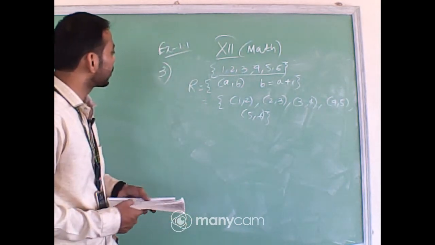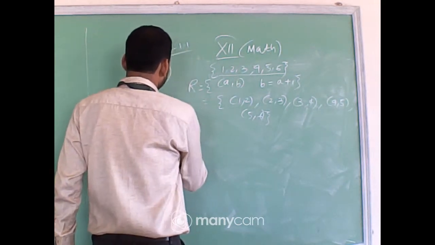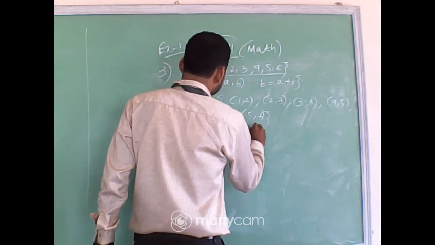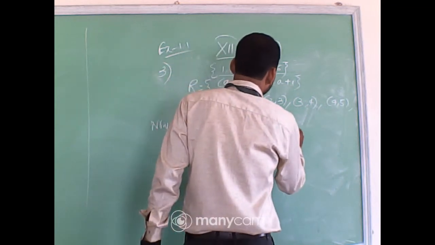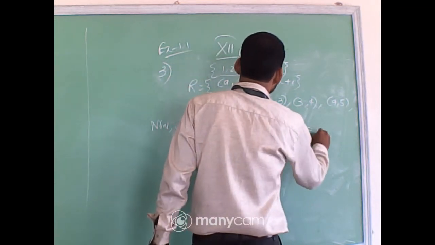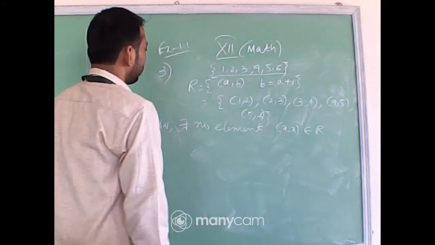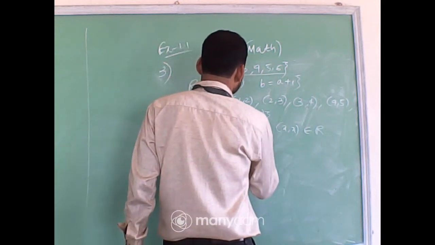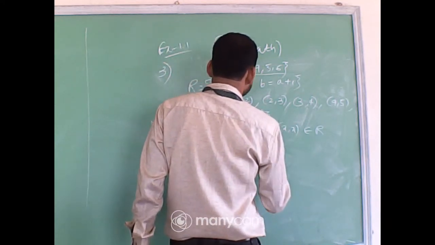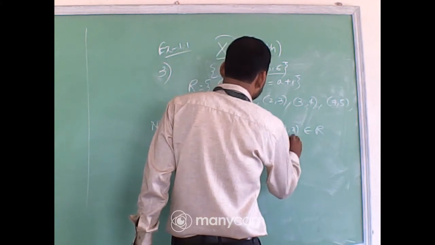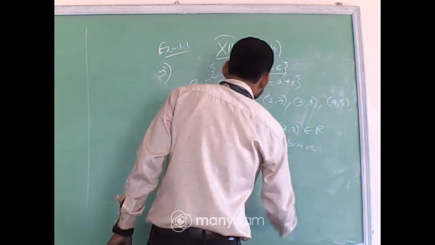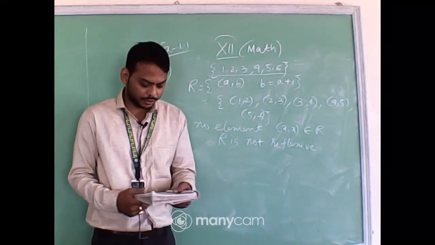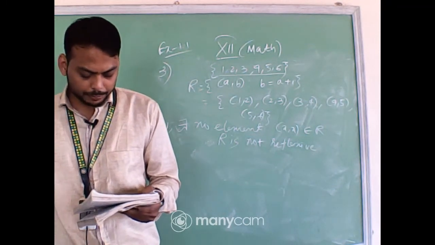Now there exists no element like (x, x) or (a, a) belonging to R. Therefore, R is not reflexive. So there is no ordered pair of the same elements, so R is not reflexive.